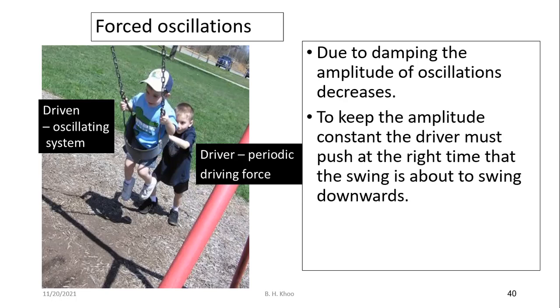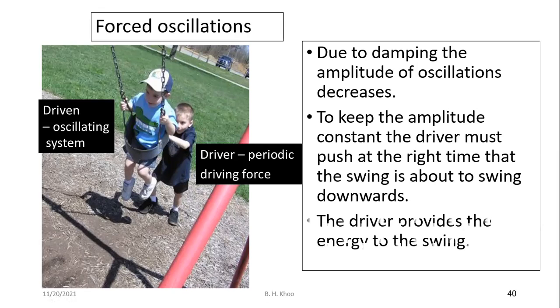But you can keep the amplitude constant because you are the one to provide the energy. Every time it comes, you push. You must push at the right time. To keep the amplitude constant, the driver must push at the right time, when the swing is about to swing downwards. So the driver, this child pushing, is the one who provides the energy to the swing.